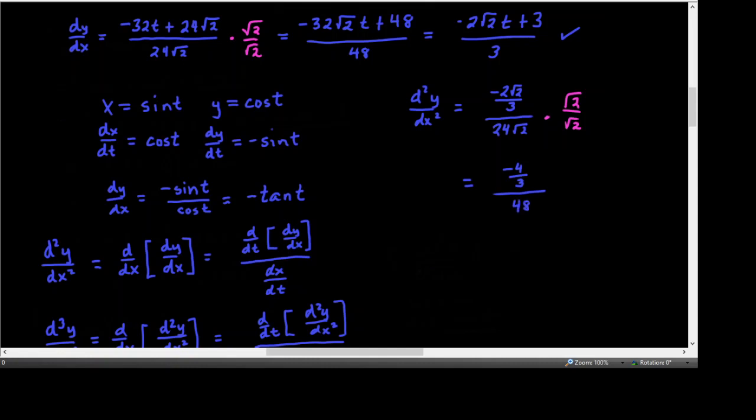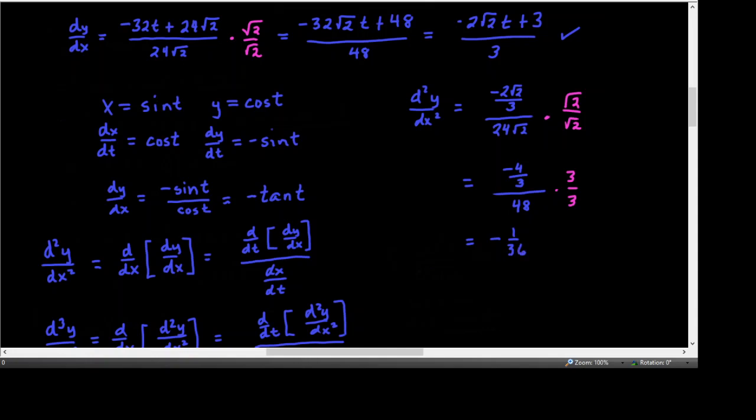And then you can think of clearing the fraction of fractions. You can think of that as multiplication by 3 over 3 if you prefer. Or you could just say division of negative 4/3 by 48 is negative 4/3 times 1/48. However you approach it, you should get negative 1/36.